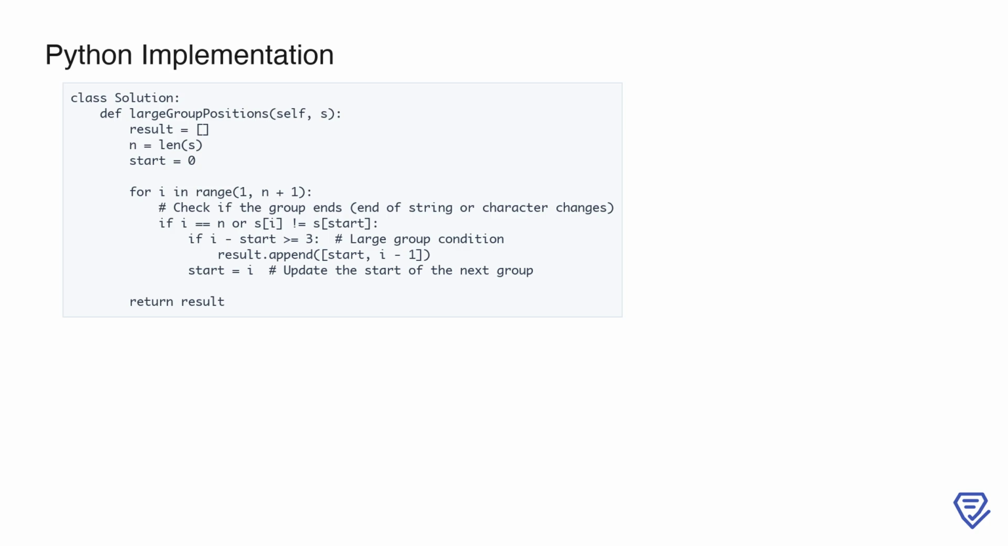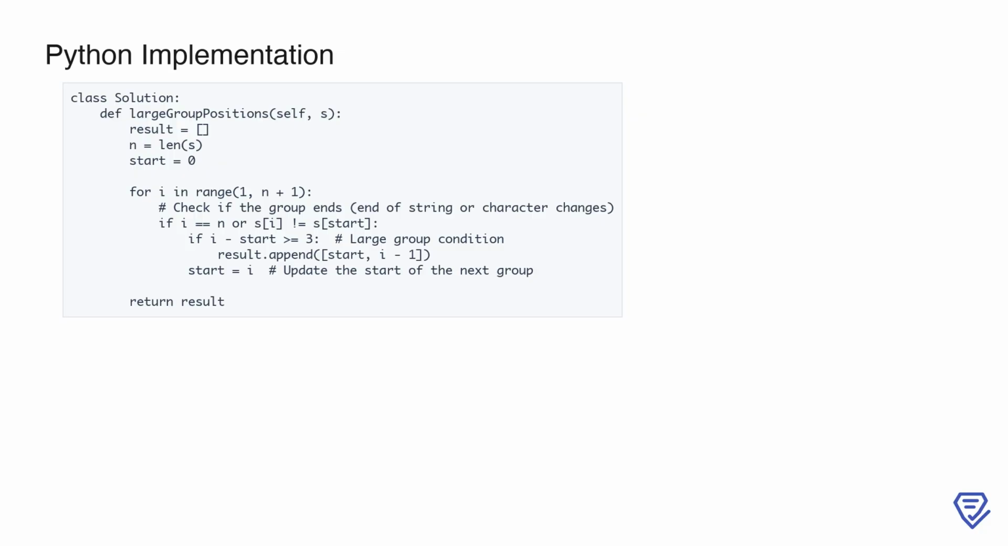The for loop iterates through the string using indices from 1 to n plus 1. The condition i equals n or s[i] not equal to s[start] checks if the current character ends a group, either due to reaching the end of the string or encountering a different character. If the group is large, i.e., its length is at least 3, we append its start and end indices to the result list. The start variable is then updated to i to begin tracking the next group. Finally, the method returns the result list containing all large group positions.